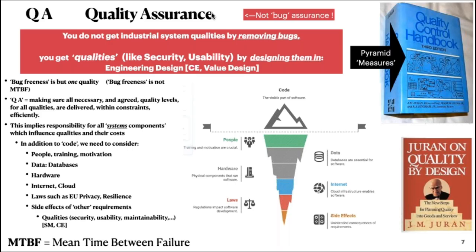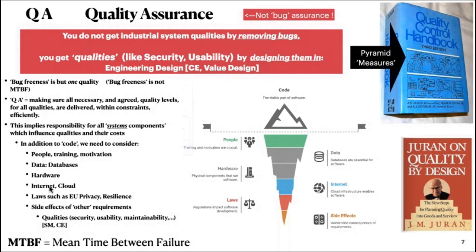Now, the other thing about quality assurance is you don't do it at the level of the code. I found people are incredibly narrow-minded regarding code being everything. You have to look at the entire system of people, databases, hardware, internet, cloud, laws, side effects, other qualities. And that's the system which the code lives in. A lot of your problems with qualities will have to do with the other stuff, not the code, like motivating people, training people, getting an internet connection that actually works, and a few things like that.